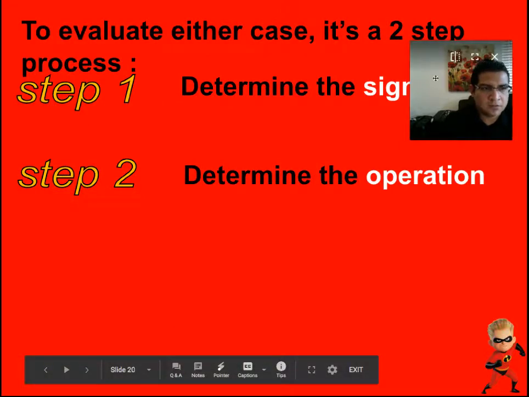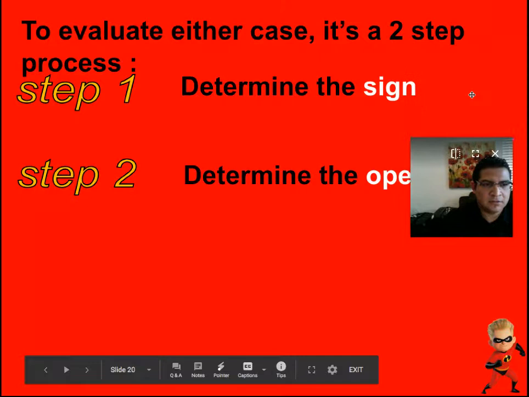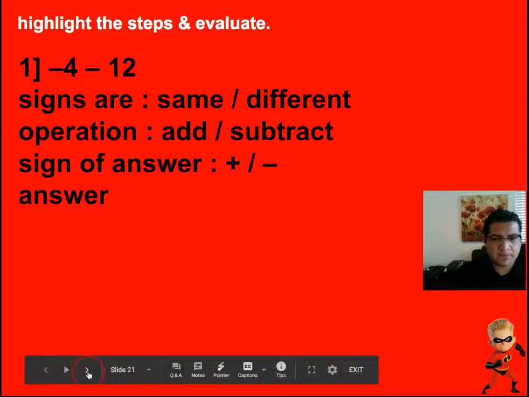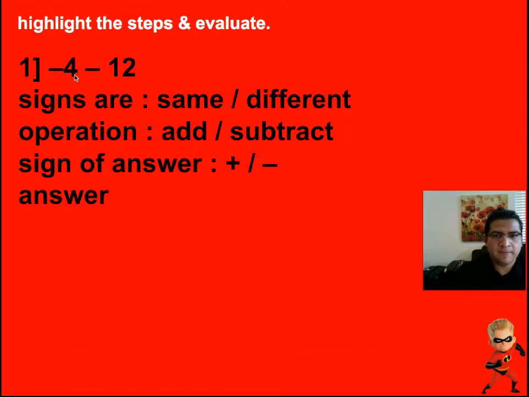All right, so let's see what happens here. To evaluate either case is a two-step process. Determine the signs and determine the operation. Let's do that in the next slide. Okay. So for this one here, we have negative 4 minus 4.